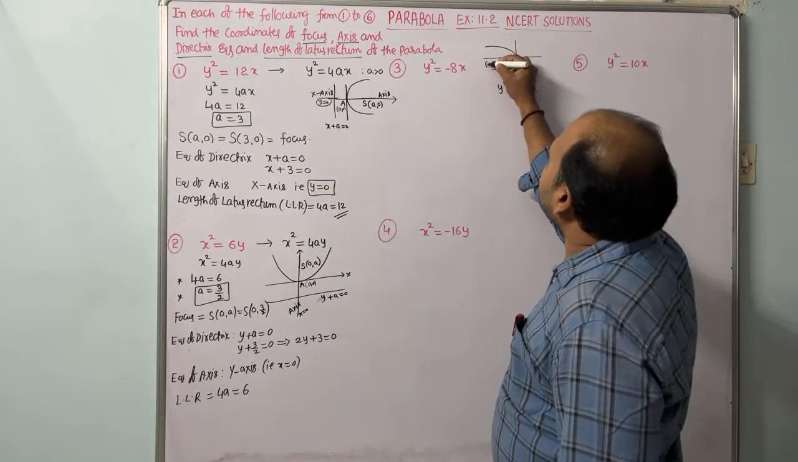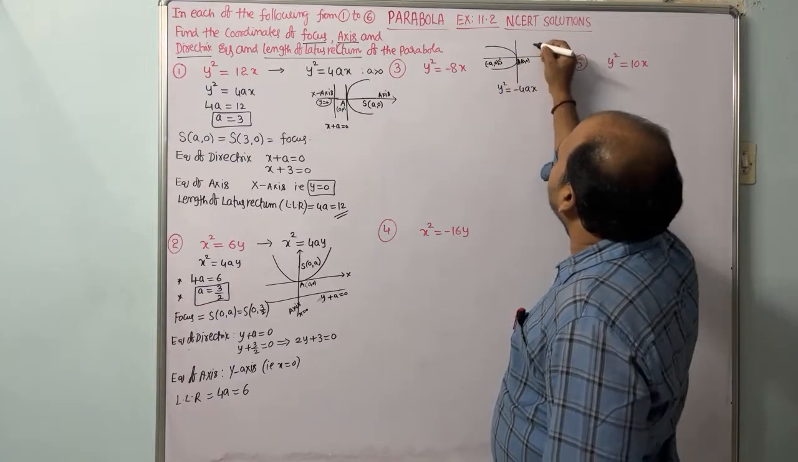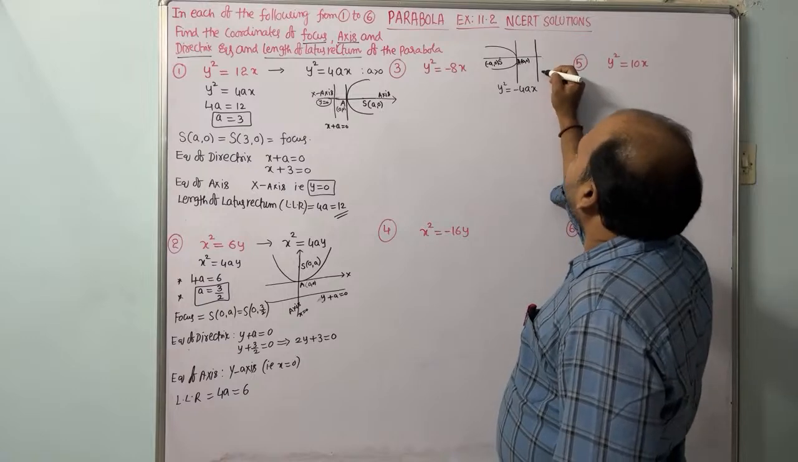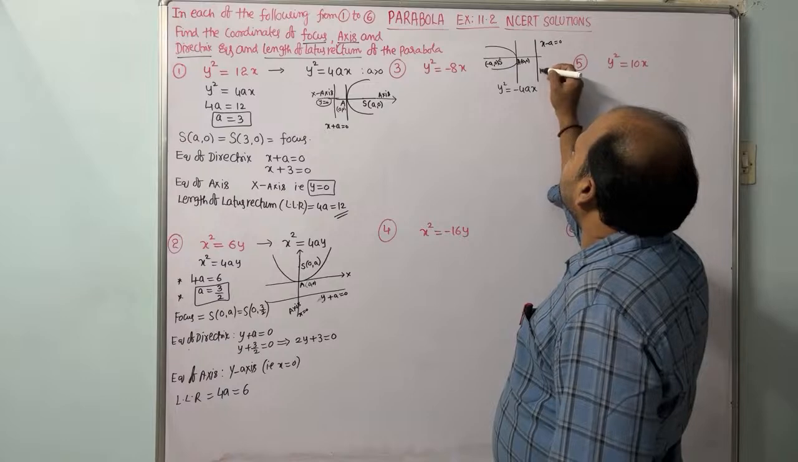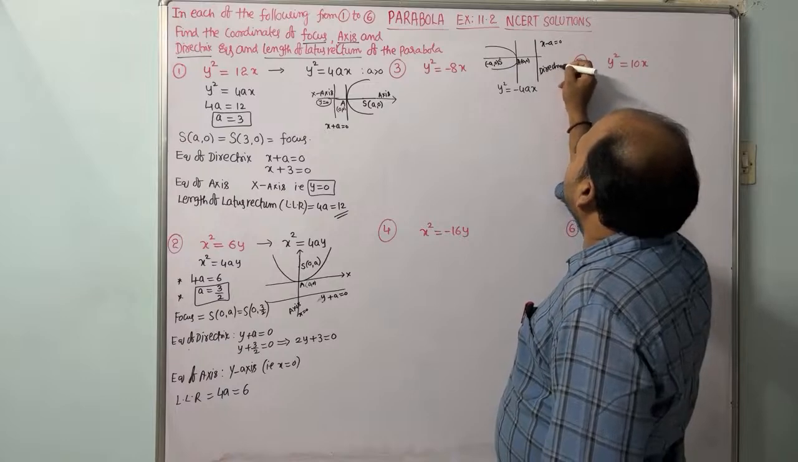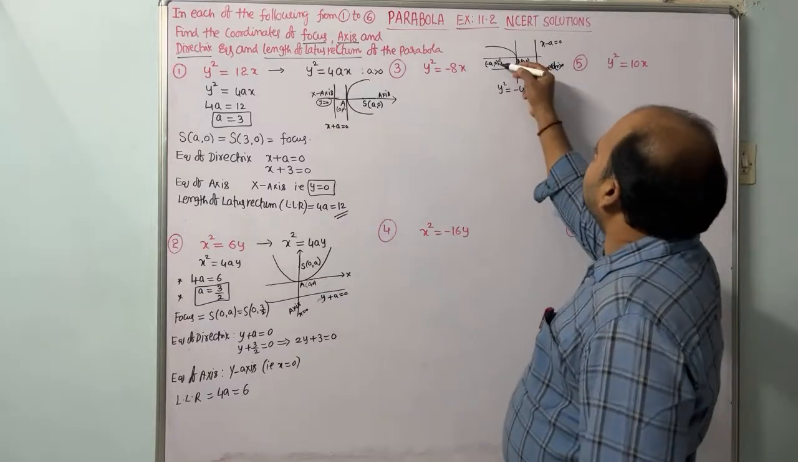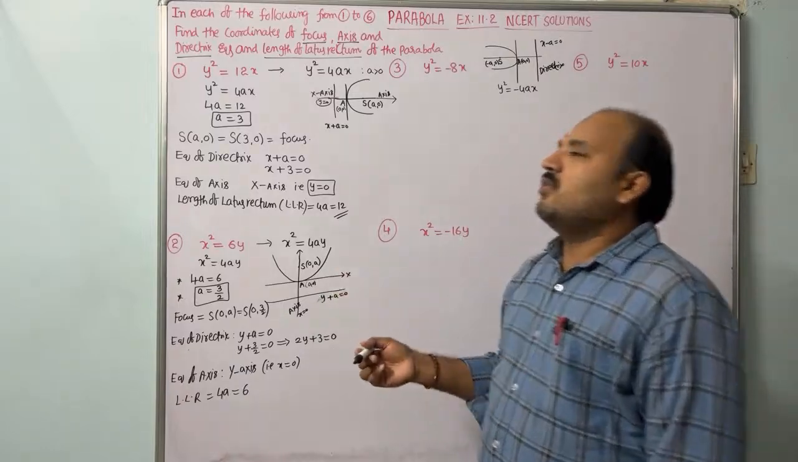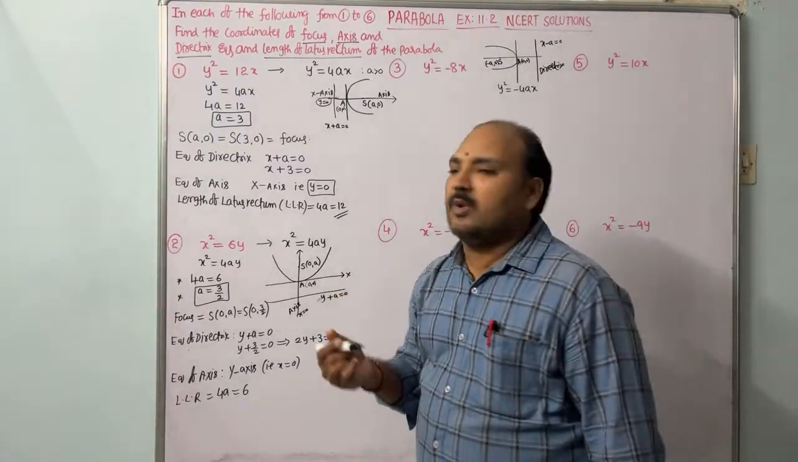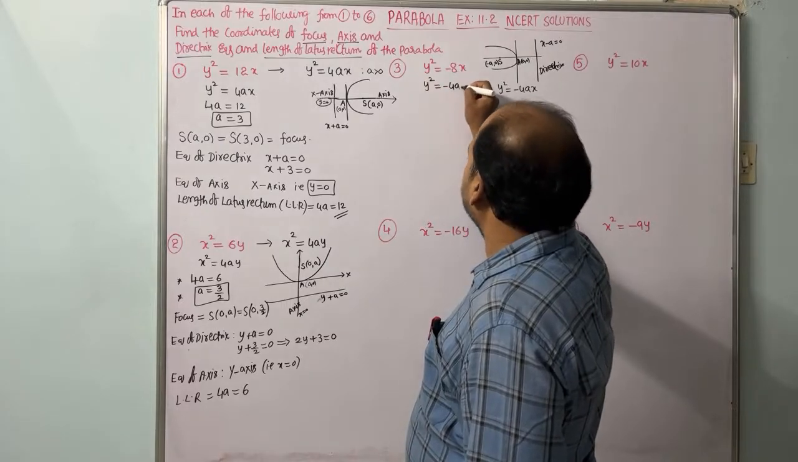So focus becomes minus a comma 0. Vertex is 0 comma 0. And the directrix equation x minus a equal to 0 will come, dear students. This is called the directrix. So focus, vertex, directrix, the length of latus rectum is always equal whatever the type of parabola. So first compare with y square equal to minus 4ax.